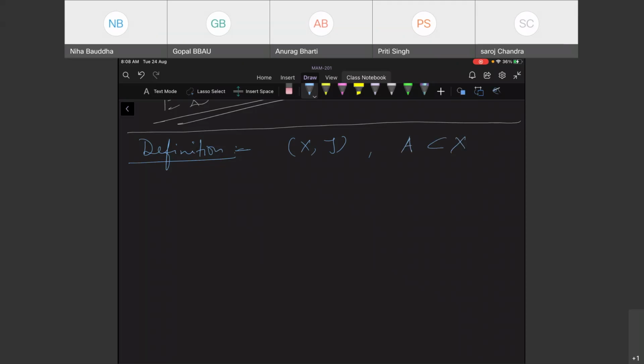Then what is closure of A? Sir, closure of A is the smallest closed set containing A, or the intersection of all closed sets containing A. The smallest closed set containing A is the closure.